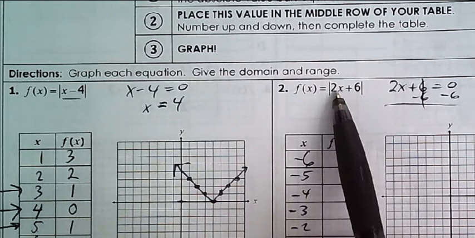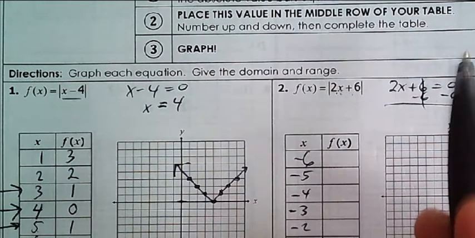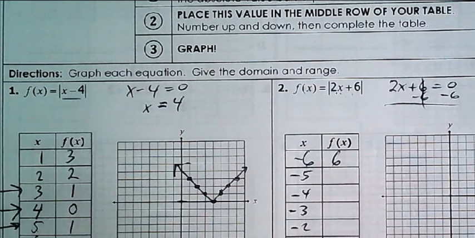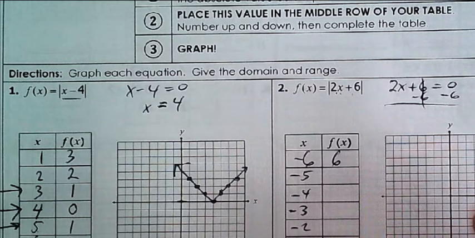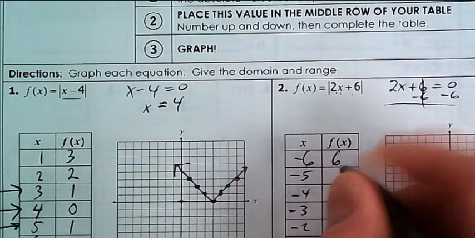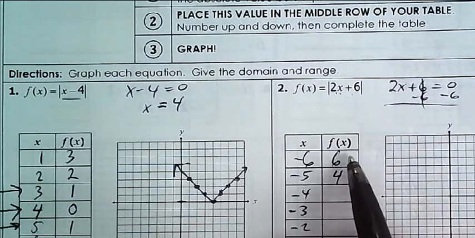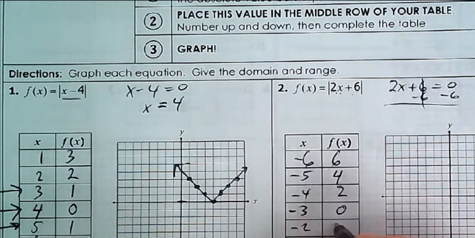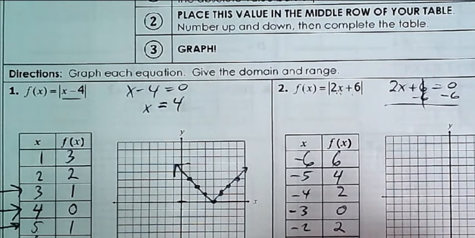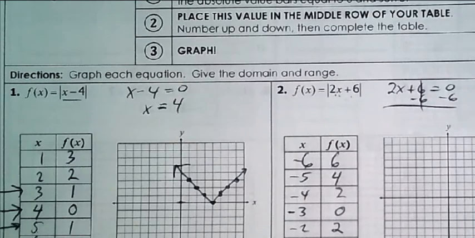So 2 times negative 6 is negative 12, plus 6 is negative 6, and the absolute value of negative 6 is positive 6. And then negative 5 times 2 is negative 10, plus 6 is negative 4. Absolute value of negative 4 is 4. Look at the pattern that's developing here. 6, 4, 2, yep, 0, and then what? Nope, 2, 4, 6. It goes back up, because if it doesn't, it's not going to be absolute value. Both sides go up with the same y values.